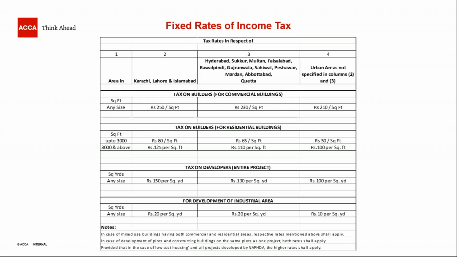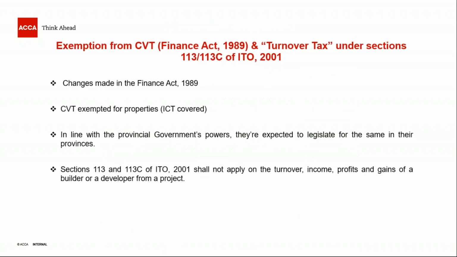However, a few finer points to note. In case of mixed use buildings having both commercial and industrial area, respective rates mentioned above shall apply to the respective building of the commercial use and the industrial use. In case of development of plots and constructing building on the same plots as a single project, both rates shall apply. Provided that in the case of low-cost housing and all projects developed by NAFTA, the higher of the rates shall apply.